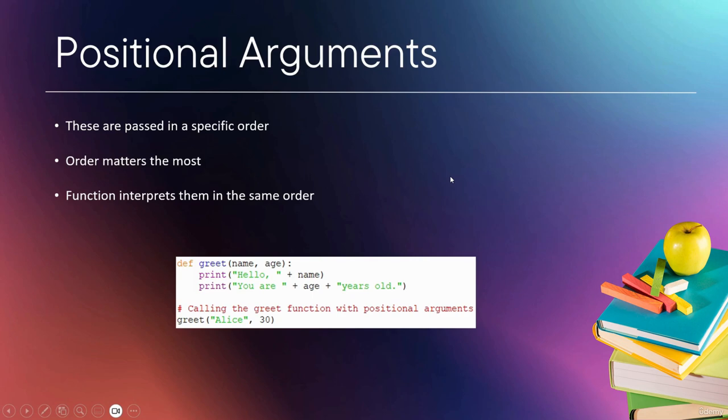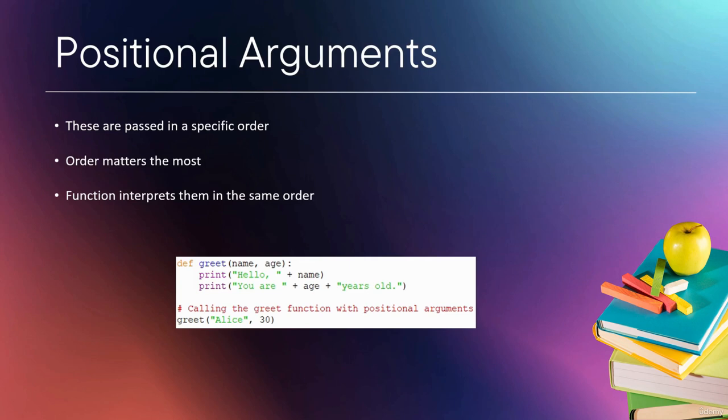So let's see. Positional arguments are passed in a specific order. Order matters the most. If we do not use the correct order, the function might not work correctly. In fact, it will not work correctly. And the function interprets them in the same order. So let's say I have a function called greet. It takes two arguments, name and age. And what the function does is that it prints hello, name, and then it says you are age years old.